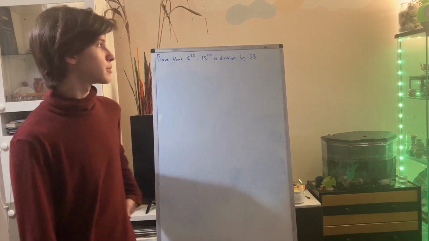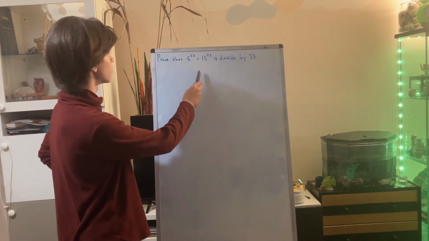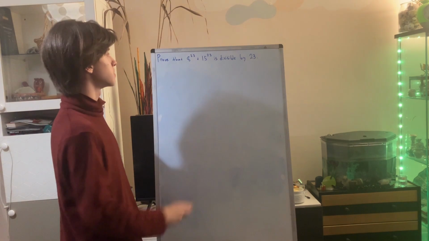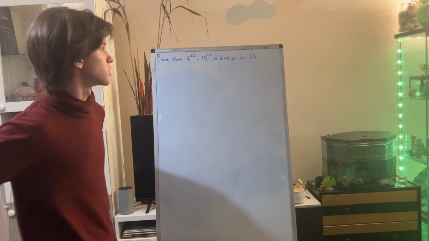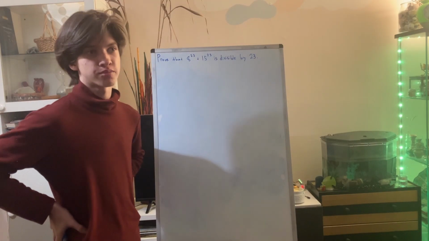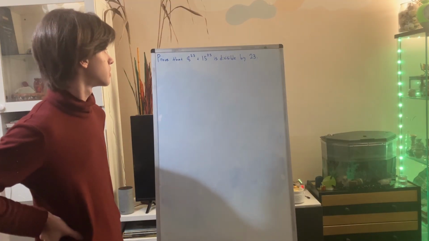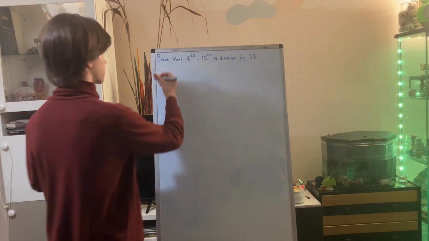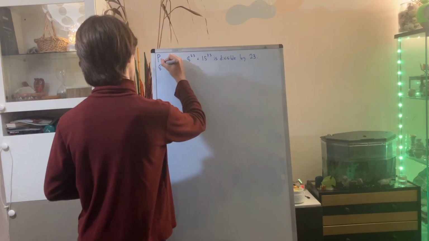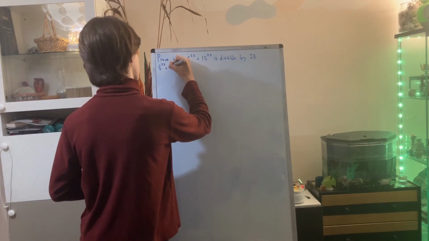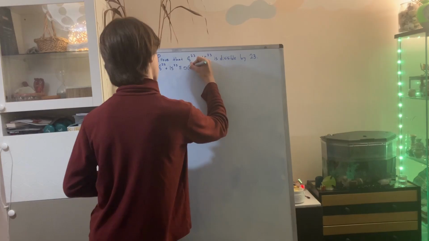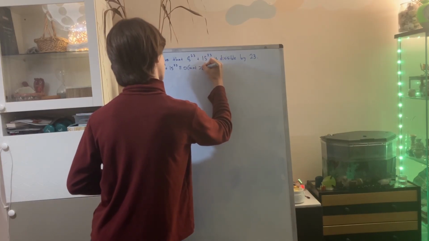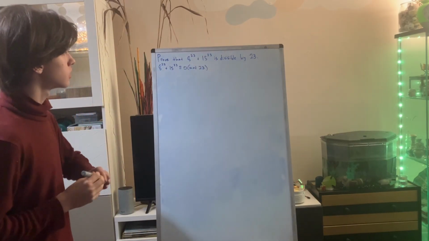Welcome guys, today I'm going to be proving that this massive number of 8 to the power of 23 plus 15 to the power of 23 is divisible by 23 using the methods of modular arithmetic. So essentially what this is saying is we have to prove the congruence 8 to the 23 plus 15 to the 23 is congruent to 0 mod 23, and we have to show that this is true.